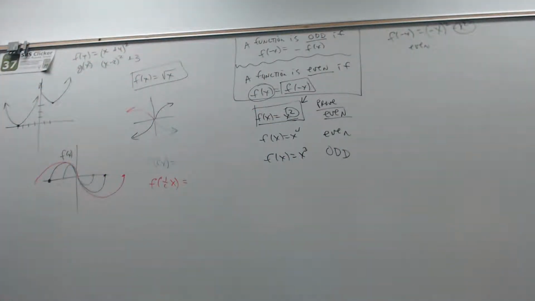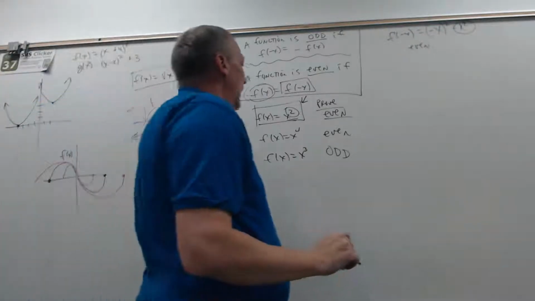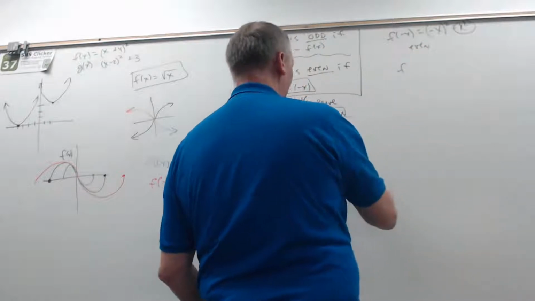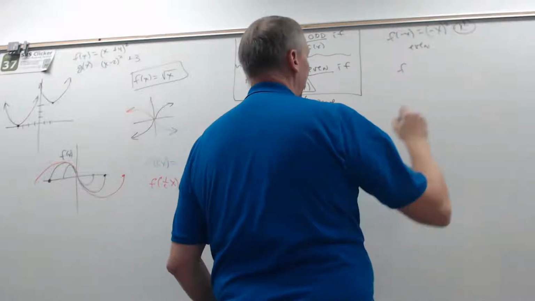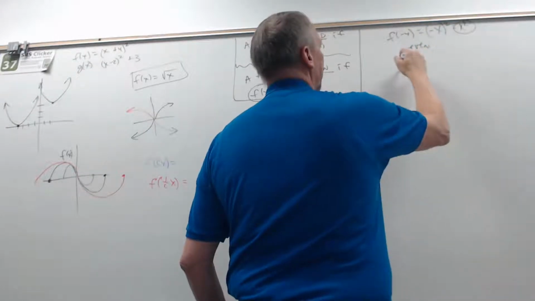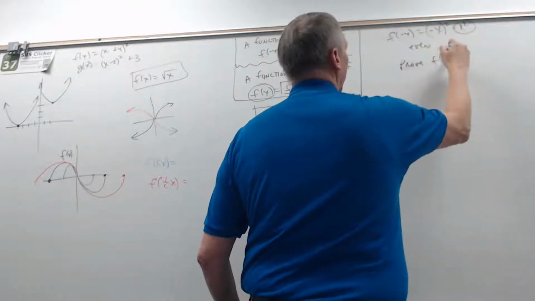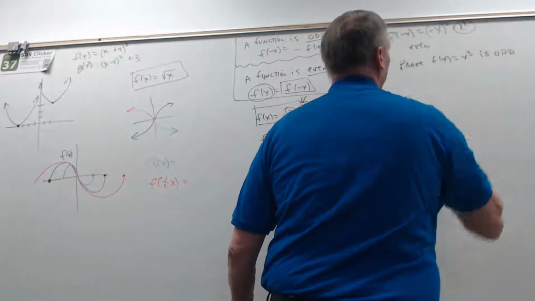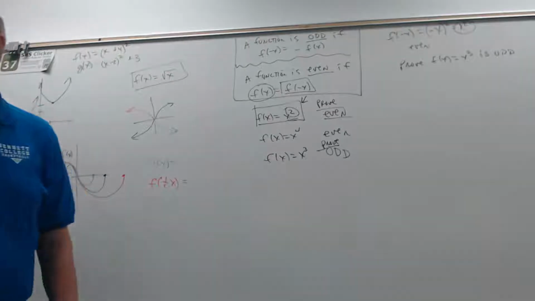Now, let's prove it again. This time, we want to prove f of x equals x cubed. I'll do it this way. Prove f of x equals x cubed is an odd function.